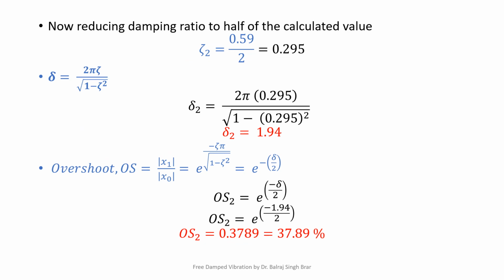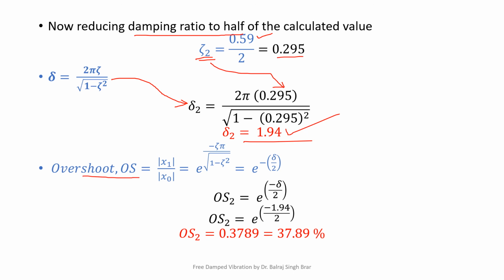Now for the second part of the problem, let us reduce the damping ratio to 1/2. The new damping ratio is zeta 2. Calculated was 0.59, divided by 2, it becomes 0.295. Now find out the new logarithmic decrement from the relation of delta, which is 2 pi zeta upon the square root of 1 minus zeta square. We put the value of zeta as 0.295. We solve, and delta 2 becomes 1.94.